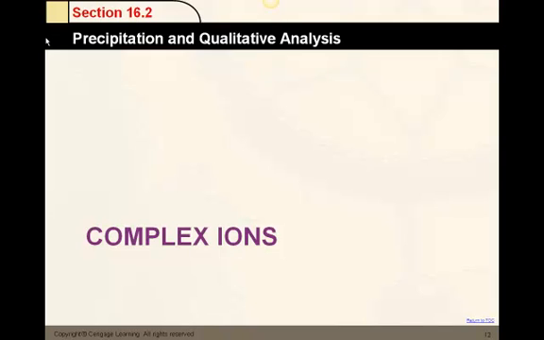Complex ions. This is the last section of chapter 16, and it's a pretty interesting section. Although it's probably not the most important section in terms of what you'll see on the exam, it is a little bit different and important.